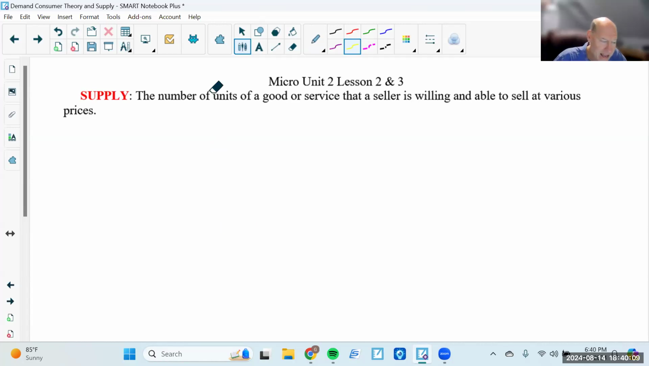Okay, so supply is the exact same thing as demand. It's the number of units of a good or service that the seller is willing and able to sell. So the exact same definition as demand, but we're talking about seller and sell instead of demander and buyer and demand. So this is your supply curve.